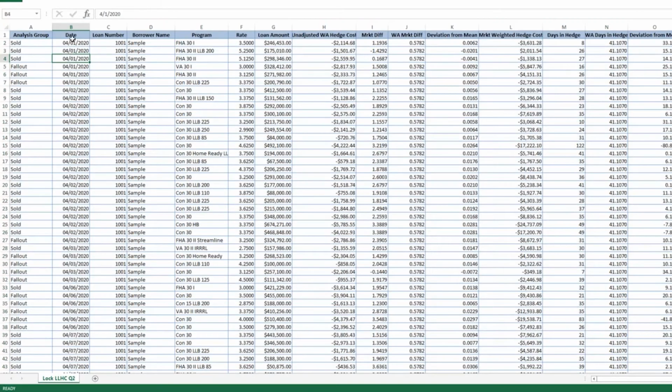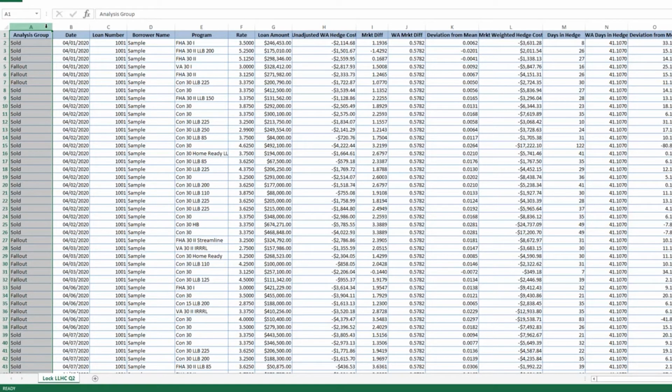Looking at the lock level hedge cost report for the same sample client and time period, the sum of the hedge costs will be the same. However, we are now incorporating fallout records into the analysis, which allows us to distribute hedge costs among both funded and fallout locks. Instead of looking at the market experience between lock date and commitment date, for fallout, we of course are looking at the market experience between lock date and fallout date.